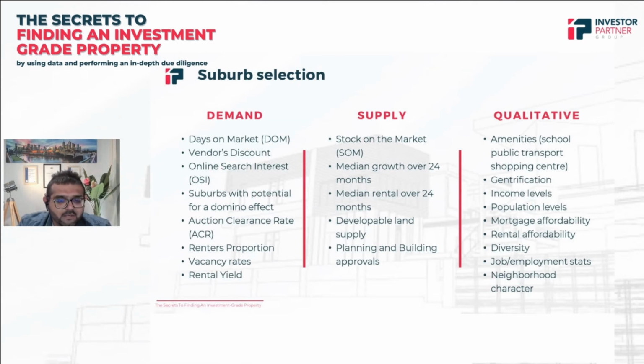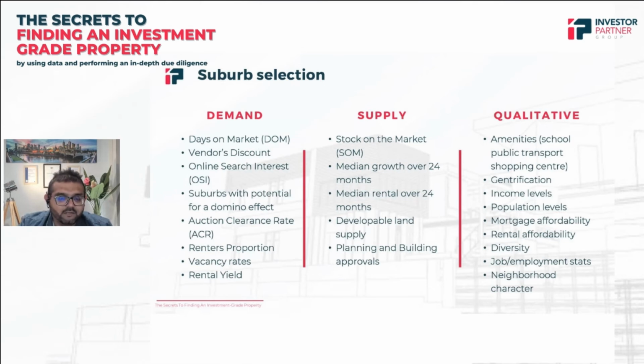Renters proportion is the number of renters in the suburb over the total suburb population. That's how it's calculated. A higher renters proportion is never a good thing, which means the suburb is controlled by investors, and true growth is unlikely to happen if a suburb has a high renter population. Note that homeowners drive the price growth. It's not so much the investors. The genuine growth is driven by homeowners.